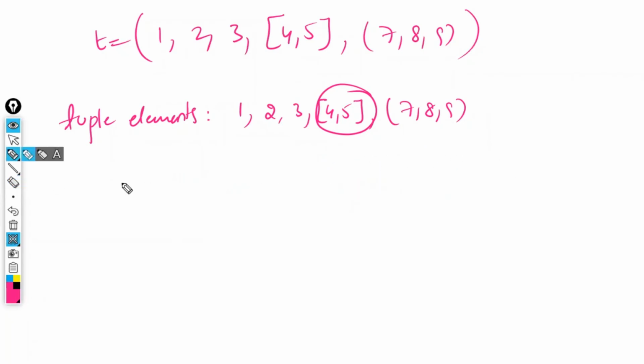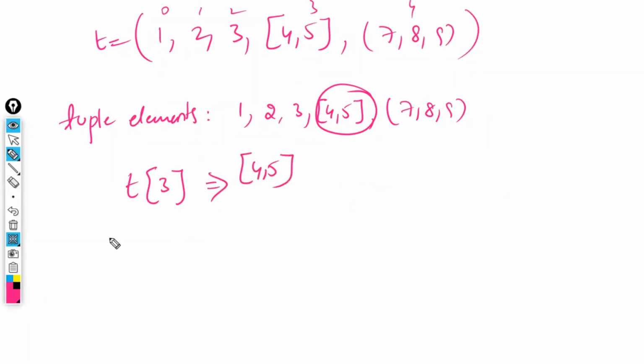Now, T of 0, 1, 2, 3, 4. T of 3. Now, T of 3, whatever the value is there, what is the output? List of 4, 5. For T of 3, if I want to assign the value 40, can I do it? First, what is T of 3? List of 4, 5. That is a tuple element. Whatever output I have got is a tuple element, and I can't do the replace. So this is not possible.